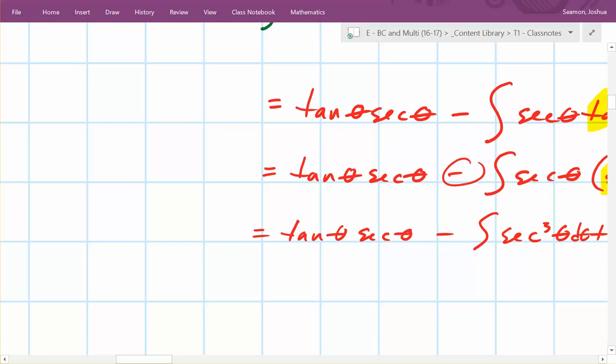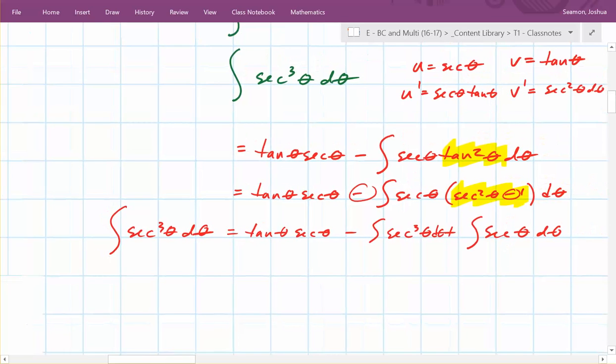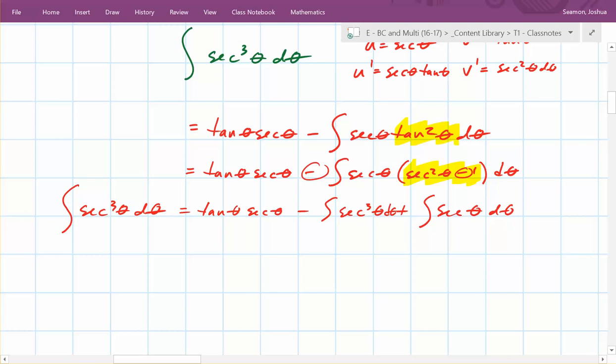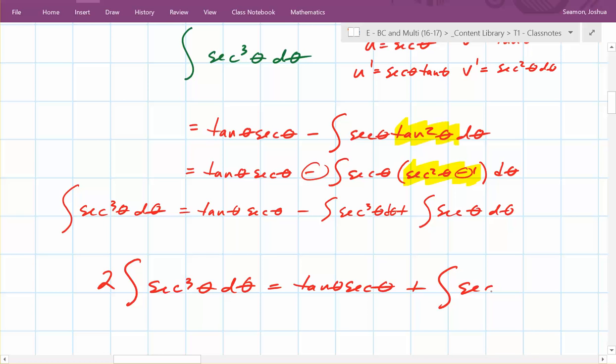But what's over on the left-hand side here? The integral of secant cubed theta d theta. Are you with me so far? What can we add to the other side? So you now know that 2 times the integral of secant cubed theta d theta is equal to tangent theta secant theta plus the integral of secant theta d theta. But what is the integral of secant? Anybody remember what the integral of secant is?